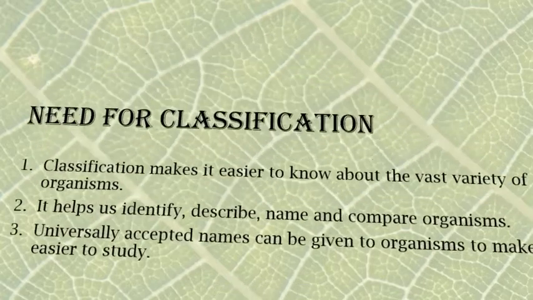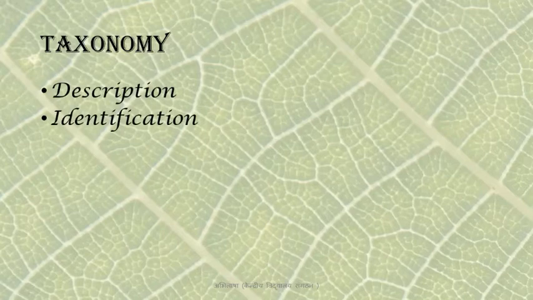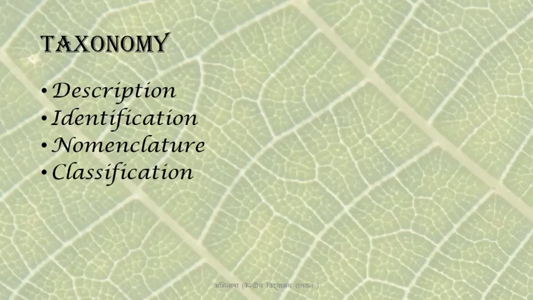Now to the next important term, taxonomy. The terms that we studied with respect to the need for classification, that is description, identification, naming and classification, are included in taxonomy. So taxonomy is the branch of biology that deals with identification, description, nomenclature and classification of organisms.